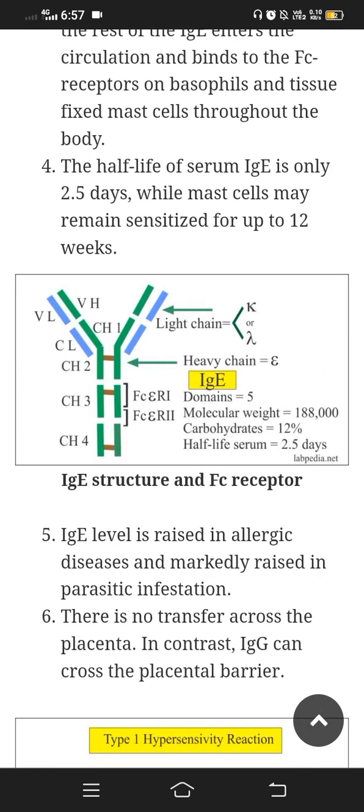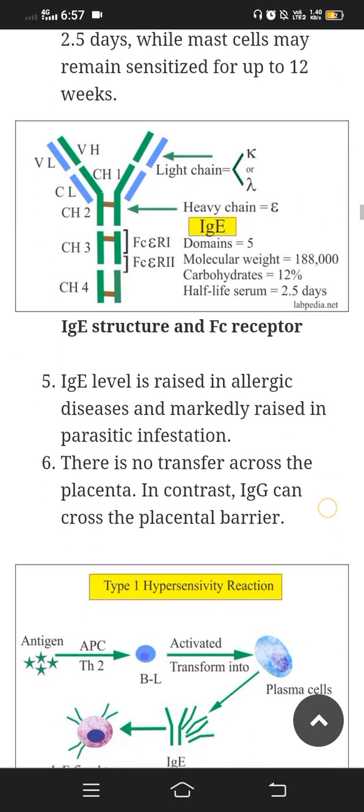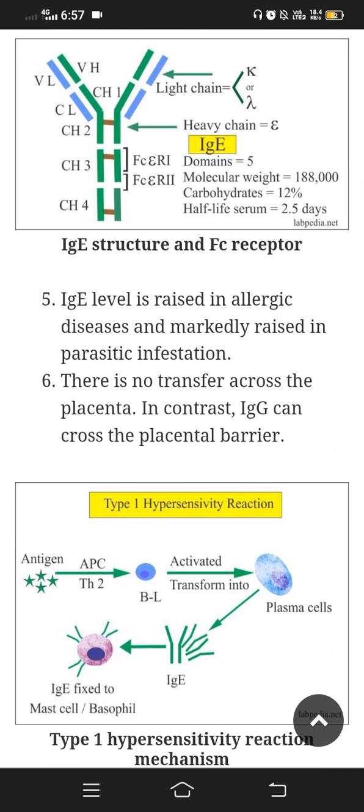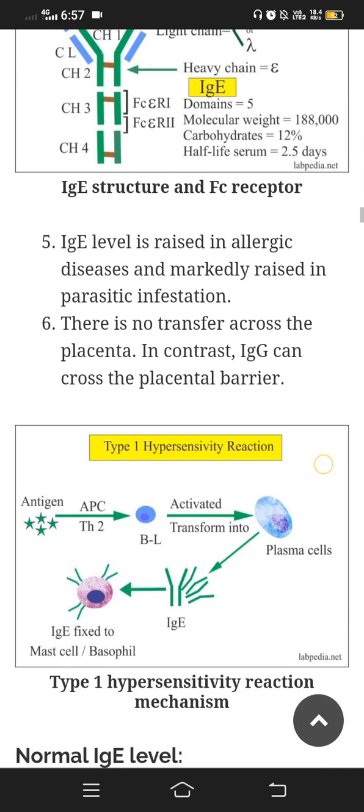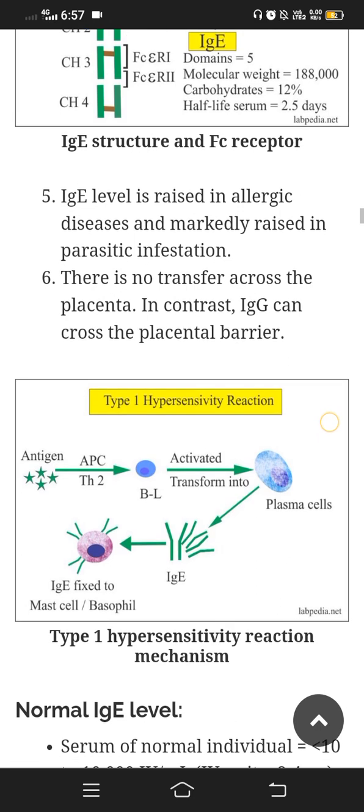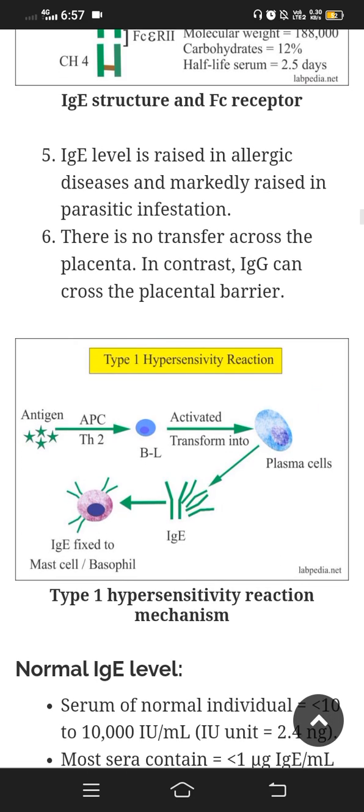Then the structure of the Fc receptor. IgE level is raised in allergic disease and markedly raised in parasitic infestation. There is no transfer across the placenta. In contrast, IgG can cross the placental barrier.